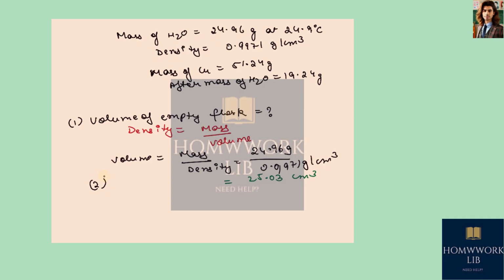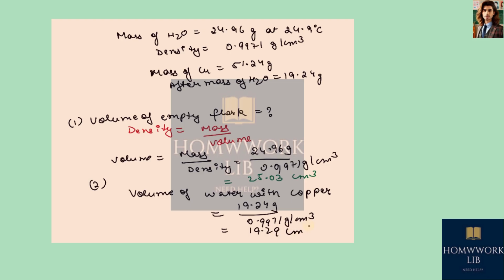Now in the next part we have to find out the volume of the copper. It is given that the mass of water is 19.24. So firstly, the volume of water with copper is equal to 19.24 gram upon 0.9971 gram per centimeter cube. This is equal to 19.29 centimeter cube.